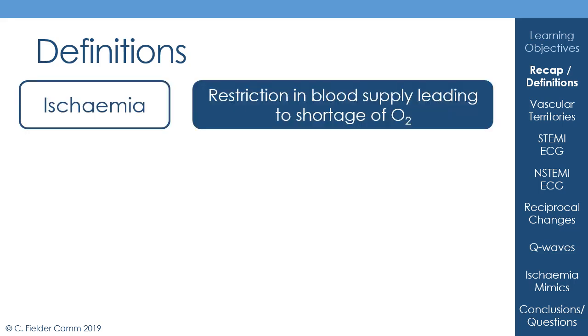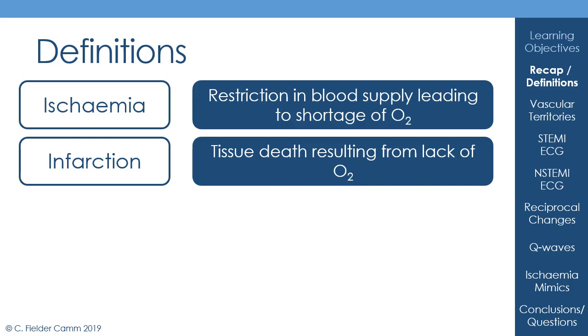The first is ischemia, which is a restriction of blood supply to a tissue leading to a shortage of oxygen. And the other is infarction, which is actually tissue death resulting from that lack of oxygen supply. So you can often have ischemia without infarction.